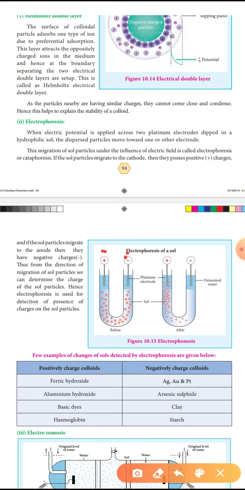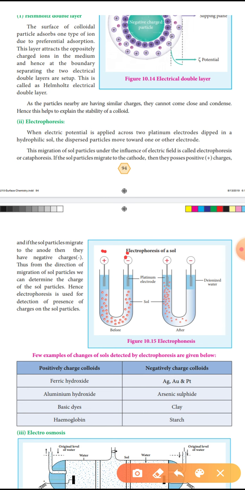Okay, so this is the migration of colloidal particles under the influence of an electric field. Applying an electric field means that the particles move. The migration of colloidal particles under the influence of an electric field is called electrophoresis or cataphoresis. If the particles migrate to the cathode, they possess a positive charge.